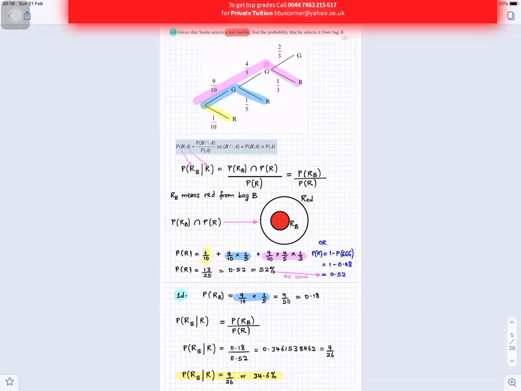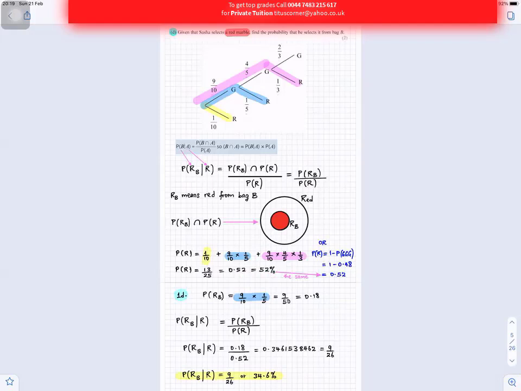Now, what's the probability of getting a red? We can do 1 over 10 plus a green and a red, probability of a green times probability of a red, plus probability of a green times probability of a green times probability of a red. And when you do all of that, you get 0.52, which is 52%. That's one way to do it.